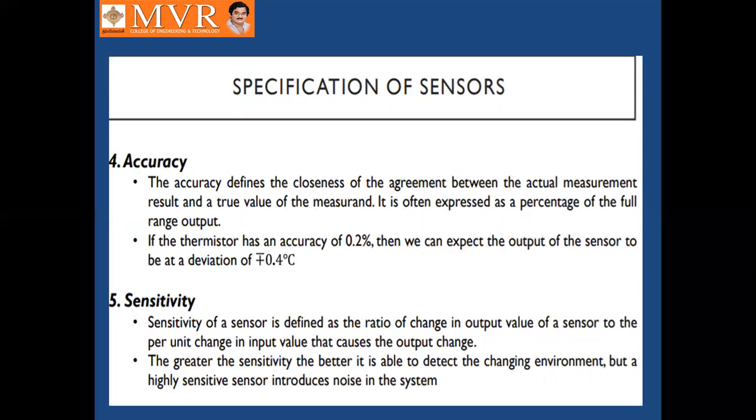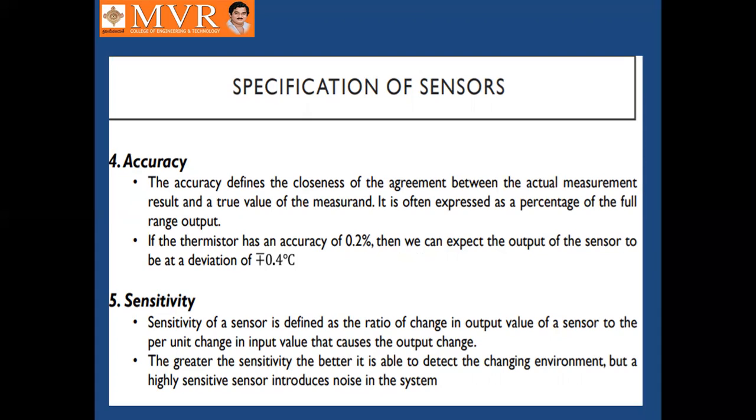Accuracy. If the sensor has an accuracy of 0.2%, then we can expect the output of the sensor to deviate by plus or minus 0.4 degrees centigrade. Accuracy defines the closeness of the agreement between the actual measurement result and the true value of the measurement. So if a thermistor has an accuracy of 0.2%, multiplied by 200, the answer is 0.4 degrees centigrade. The 200 is taken from the previous section, where we considered a transducer which has a range of 200 degrees centigrade.